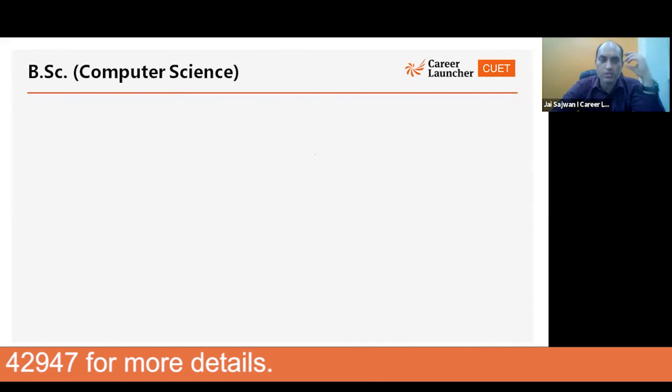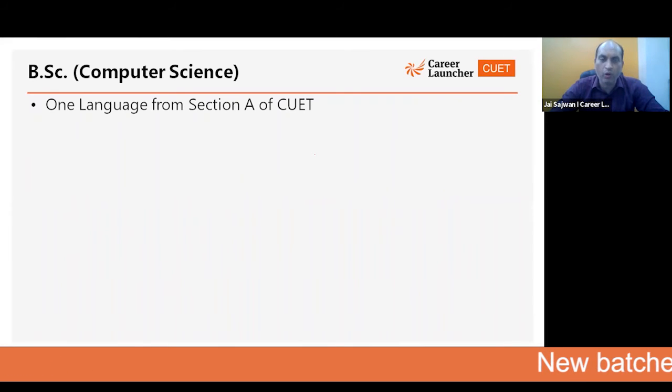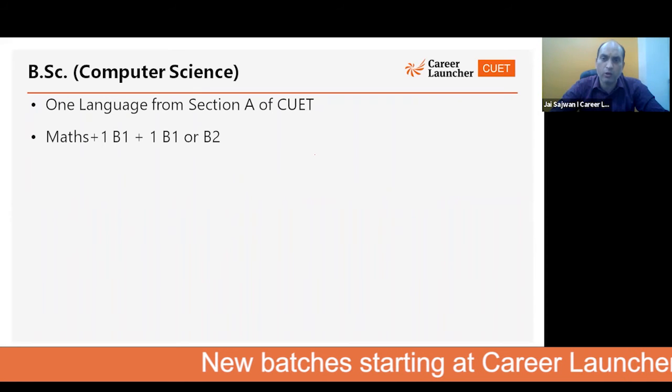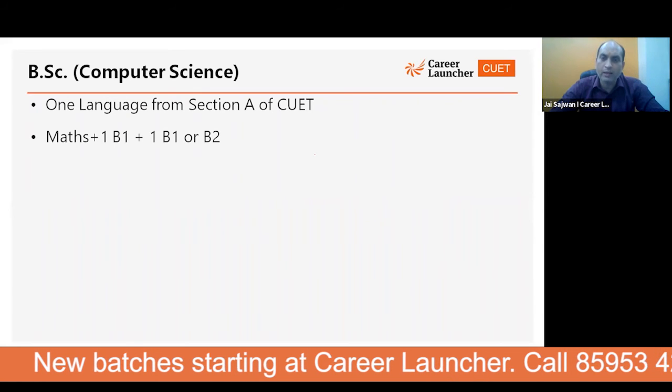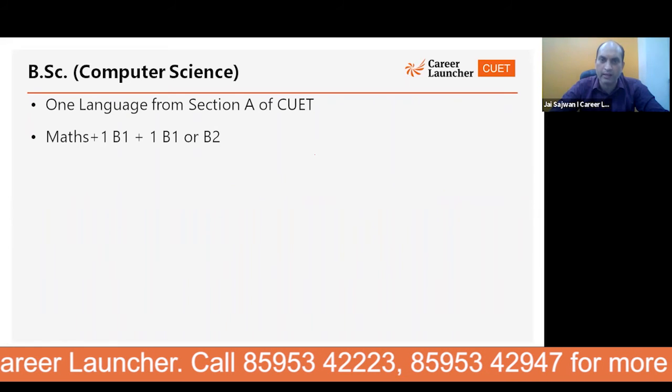Now, many of you are interested in BSc computer science. I know many of the people who could not make it to the good engineering colleges, that they want to offer computer sciences here. So first is they will be considering your section A score, and then maths is important. It is not computers which is important here. It is maths which is mandatory.